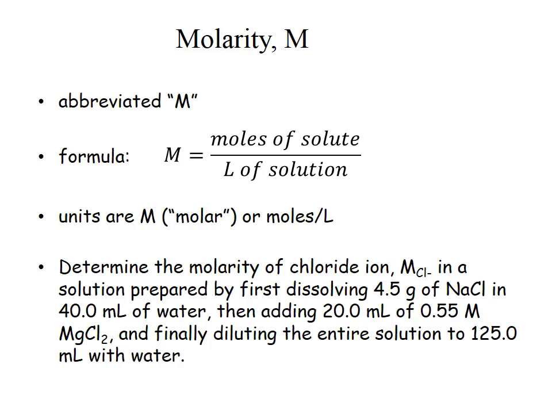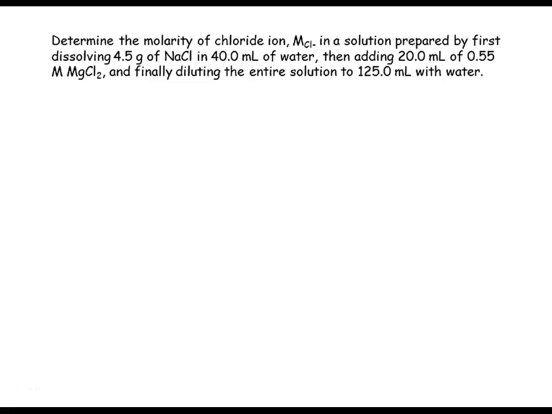Determine the molarity of chloride ion in a solution prepared by first dissolving 4.5 grams of sodium chloride in 40 mL of water, then adding 20 mL of 0.55 molar magnesium chloride, and finally diluting the entire solution to 125 milliliters with water. I picked this problem because I knew it would be challenging, so don't let that upset you. I'm sure that most of you could do a very simple calculation, but let's do this one together. If you can do this one, then you can do ones that are easier as well. Okay, so here's our problem.